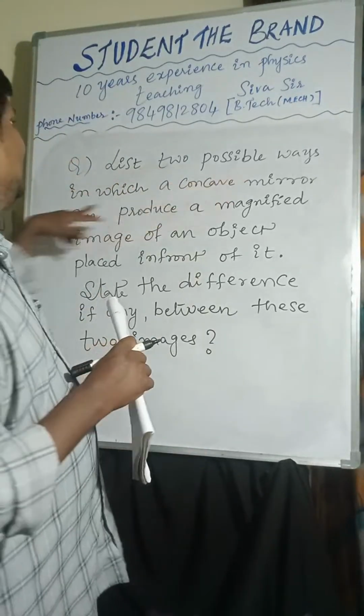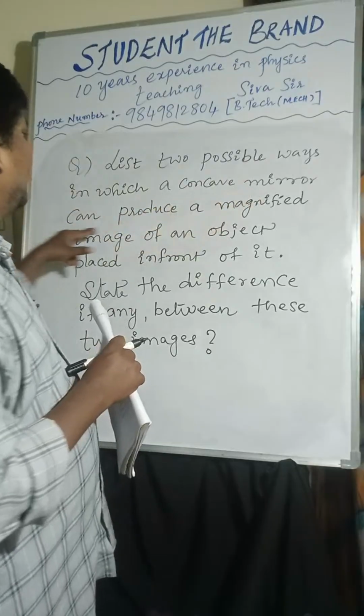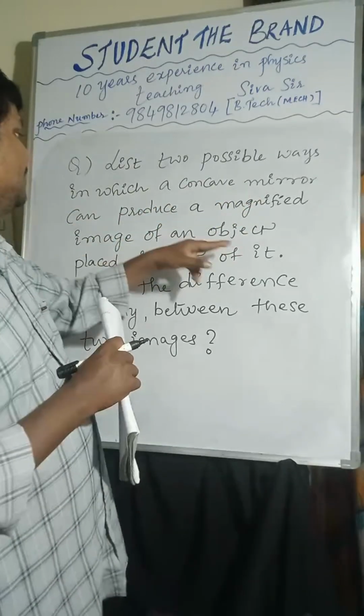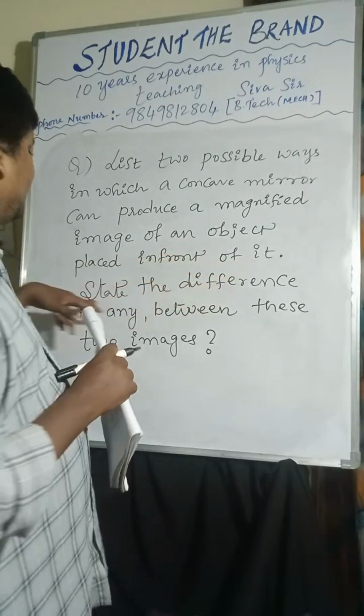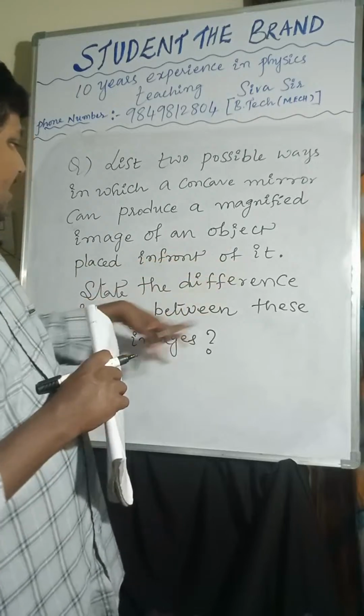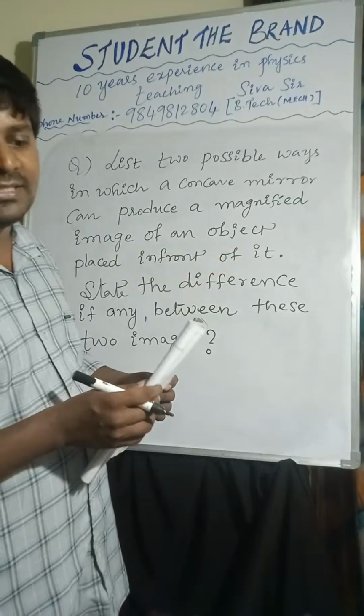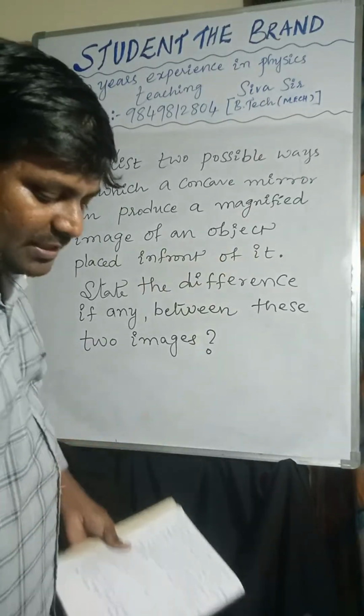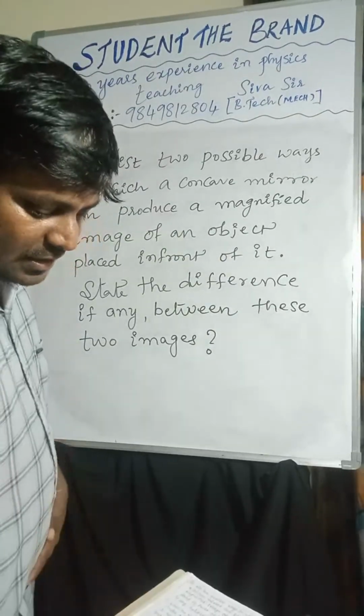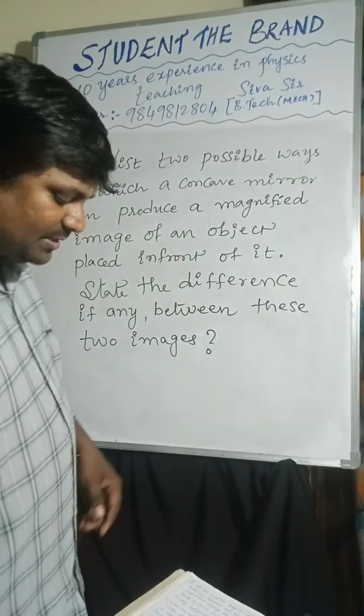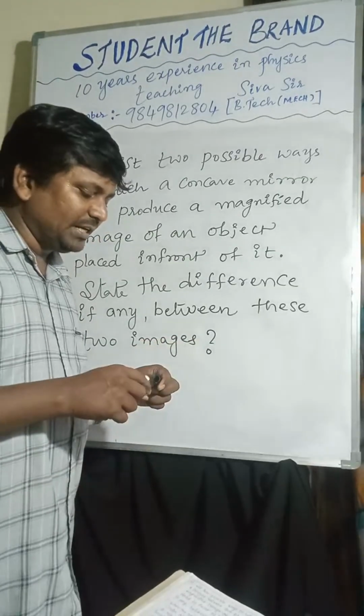List two possible ways in which a concave mirror can produce a magnified image of an object placed in front of it. State the difference, if any, between these two images. Can anyone say? Because this is a very, very important question. So there are possibilities of asking this question in the exam.